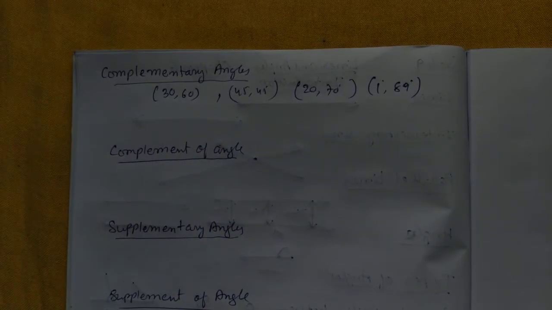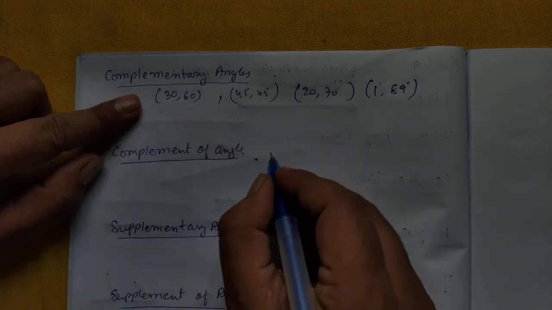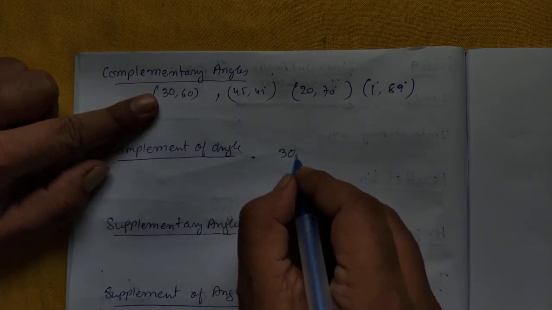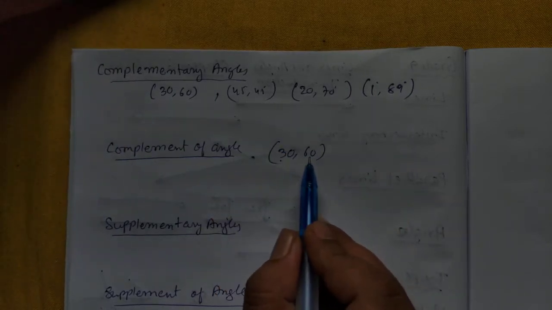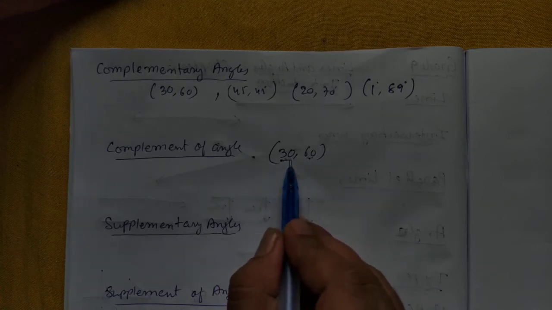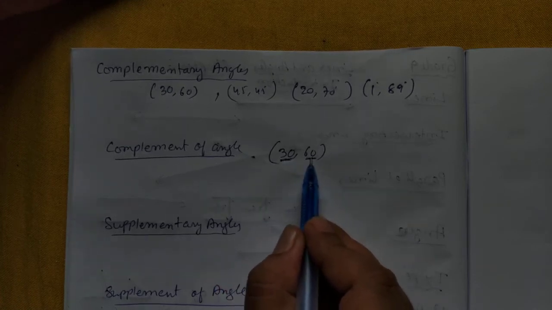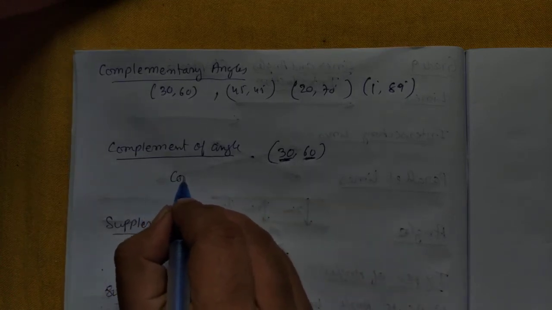Complementary angle. Now complement of angle. Next is complement of angle. If I take an example of this 30 and 60, we can say complement of 30 is 60 and complement of 60 is 30. They are complement of each other. Complement of 30 is 60 and complement of 60 is 30. How to find the complement?